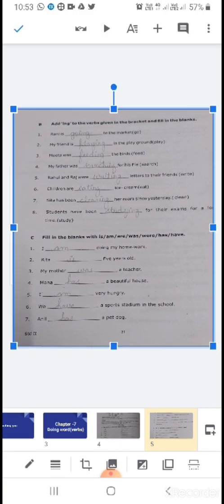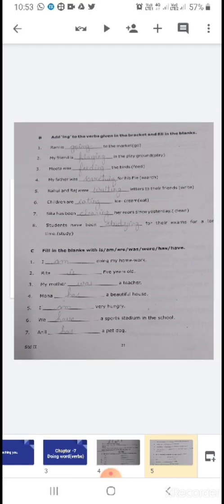So our first sentence is I dash doing my homework. So always use am with the I. So the first one is am. I am doing my homework. Next is Rita dash 5 years old. So here we use is because it is in the present tense. Next is my mother dash a teacher. So my mother was a teacher. So it was in the past tense.